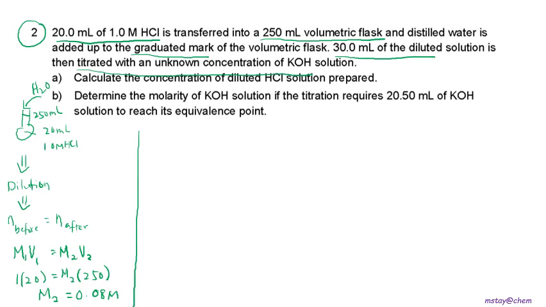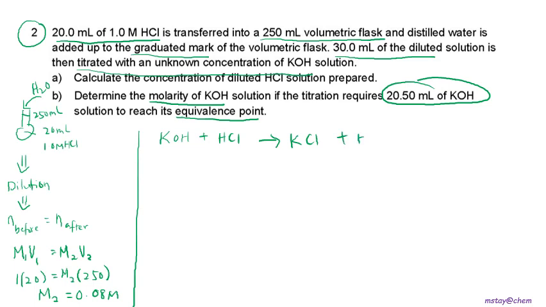Question B. Determine the molarity of the KOH, if we only need 20.5 ml of KOH to reach the equivalent point. We are going to write the equation first. KOH reacts with HCl, and then produces KCl and H2O. So the ratio here is 1 to 1.